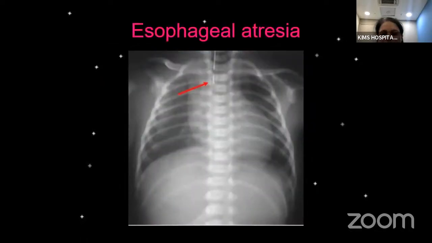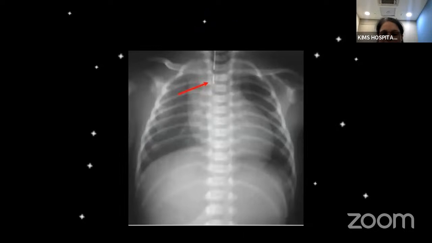This newborn presented with excessive drooling of saliva at birth, and we can see how the feeding tube has stopped short at the level of around T2 to T3. So this is a classical case of esophageal atresia, and why we say this is atresia over tracheoesophageal fistula is because of the paucity of the stomach gas.